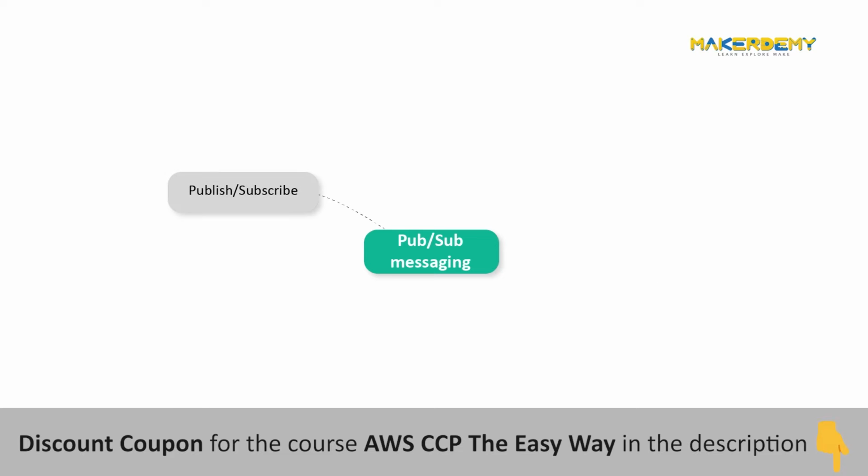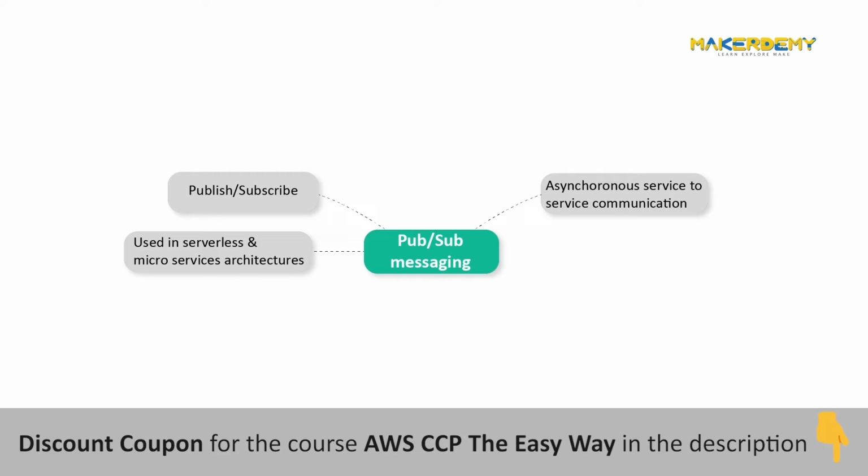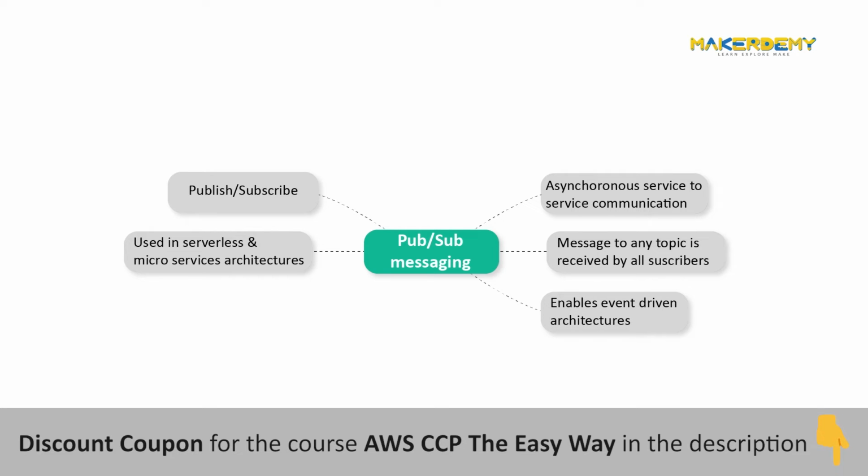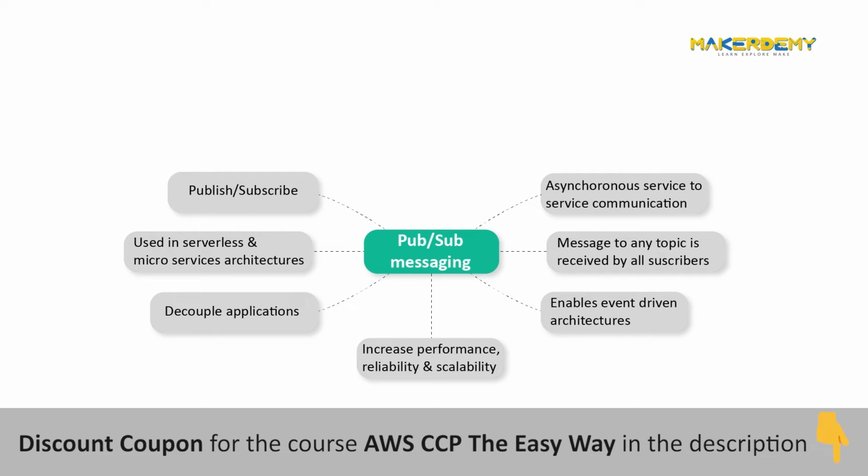Publish or subscribe messaging, or pub/sub messaging, is a form of asynchronous service-to-service communication used in serverless and microservices architectures. In a pub/sub model, any message published to a topic is immediately received by all of the subscribers to the topic. This messaging can enable event-driven architectures or decouple applications in order to increase performance, reliability, and scalability.